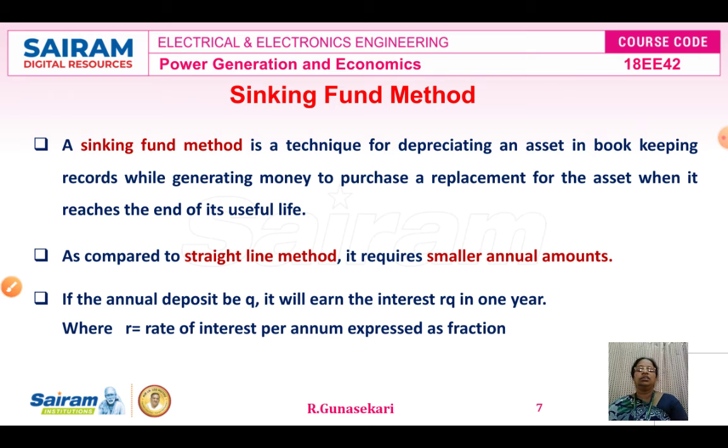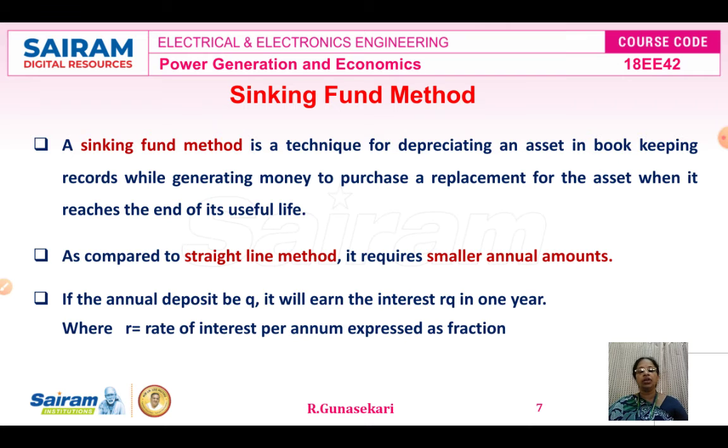Then the third method is nothing but the sinking fund method. The sinking fund method is nothing but a technique which is used for depreciating an asset in bookkeeping the records while generating money to purchase a replacement for the asset when it reaches the end of its useful life. Okay, the sinking fund method, you have to compare it with the straight line method. The sinking fund method requires smaller annual amounts, which is highlighted in the PPT.